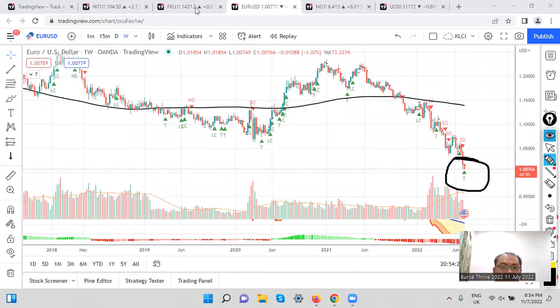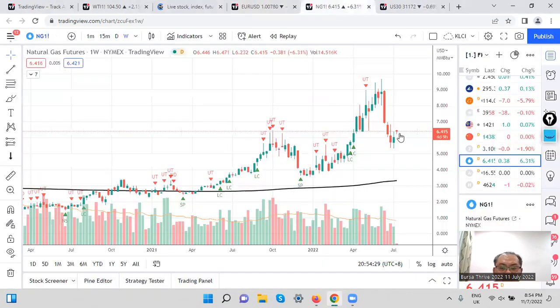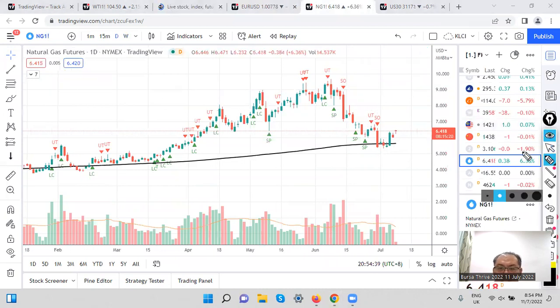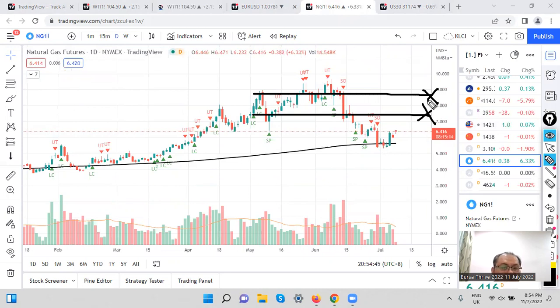So if anything, the oil, let's say we don't talk about this one, natural gas goes back to the high, even if it comes back to a certain level at here, it will be a problem also. Coming back to here, there will be more pressure on Europe.